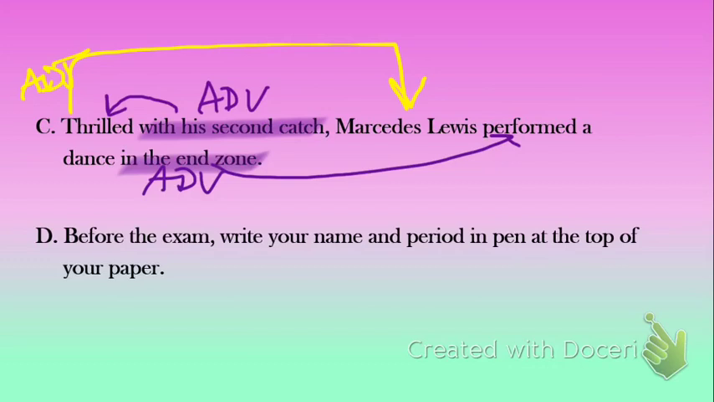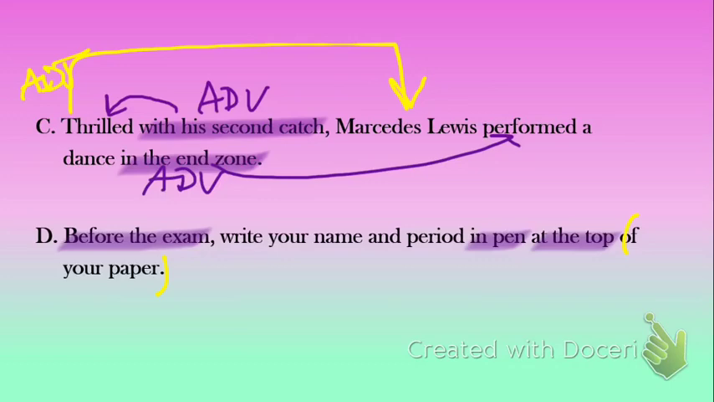And finally, sentence D: Before the exam, write your name and period in pen at the top of your paper. So I'm looking for prepositional phrases here. Before the exam, in pen, at the top. And I'm actually going to pause right now. I have a secondary prepositional phrase right here in the sentence. You could label that if you want, but I already know because I'm making the video that that's not going to be an adverb phrase, and we'll talk about that in just a minute.